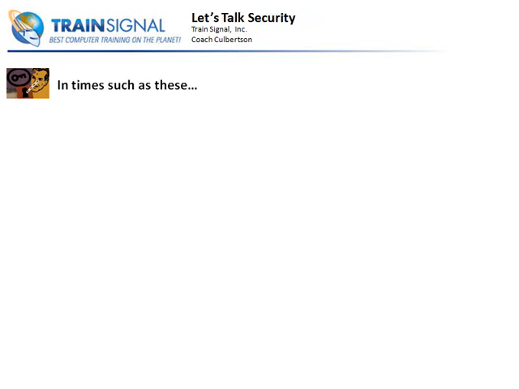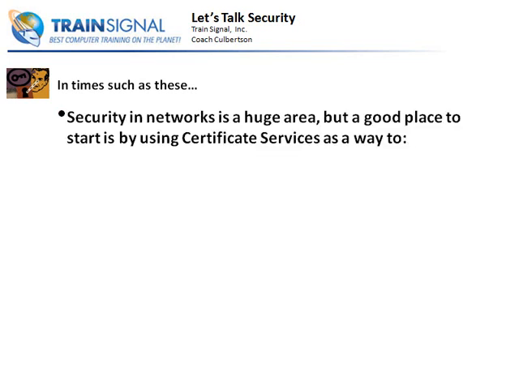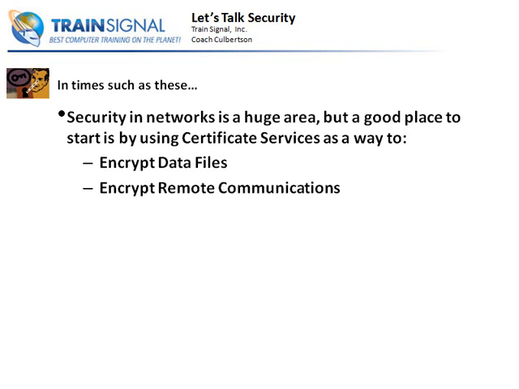So let's start off by talking a little bit about security and what you can do with Active Directory Certificate Services. Security is a huge thing, right? I mean, you can't go into any network without having to deal with security at some level. Now, a good place to start is on the inside of your network by using Active Directory Certificate Services. Now, by the way, this is an actual server role, because it's a big deal. And we use it as a way to actually encrypt data files. We can encrypt remote communications when people are connecting from the outside world and to the outside world.